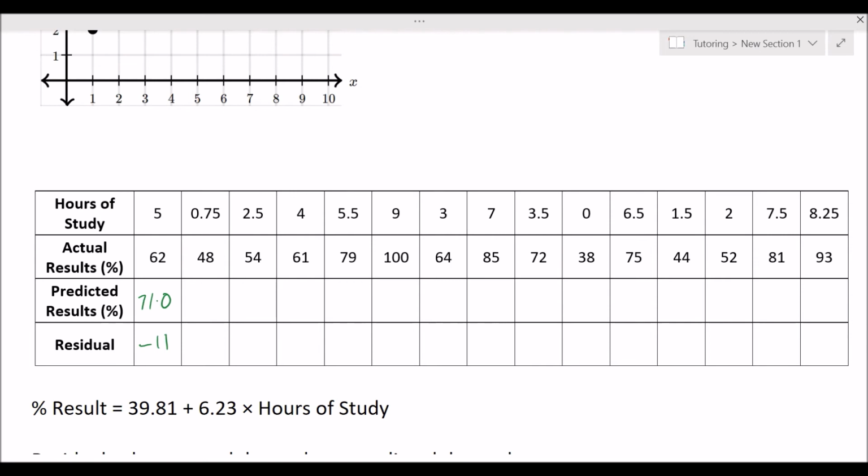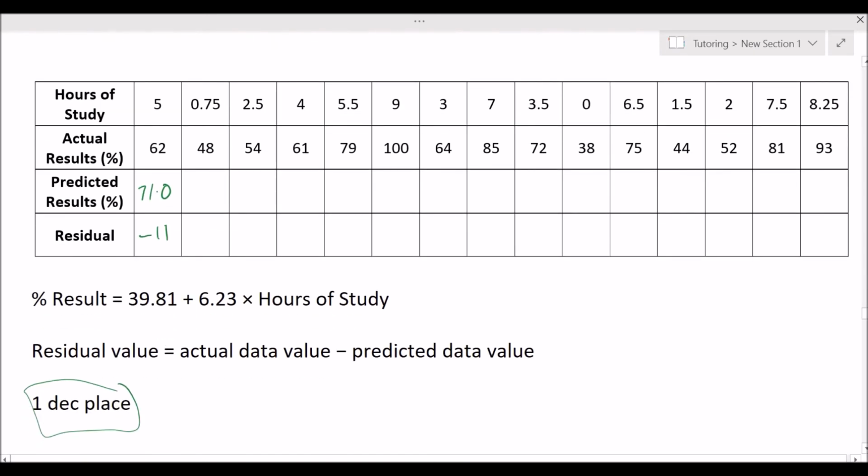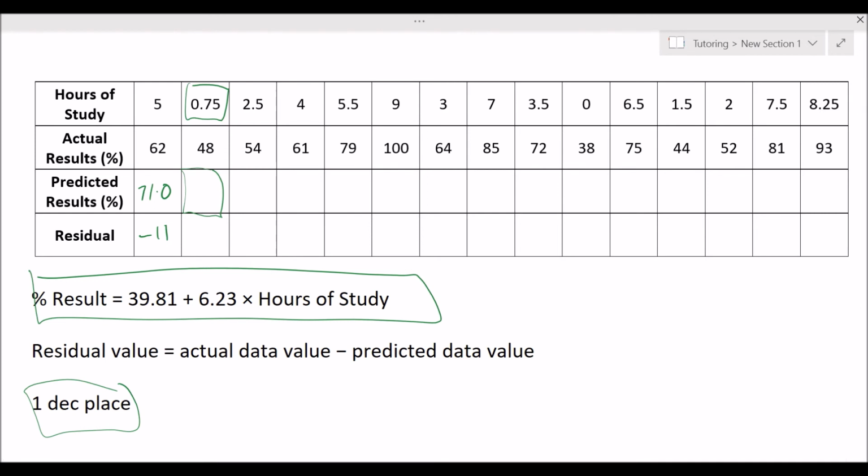Okay, so I want you to complete that table. Okay, so come up with the predicted result for someone who studied for 0.75 of an hour, 3/4 of an hour, which is 45 minutes. Okay, write the answer here. You do that by substituting into this equation here. And then, once you've got the predicted result, I want you to calculate the residual value. Remember, it's the actual minus the predicted. Okay, practice that by filling in the table. Pause the video. I'll let you do that, and then I shall show you the answer.